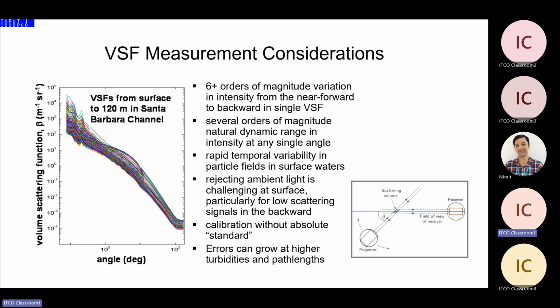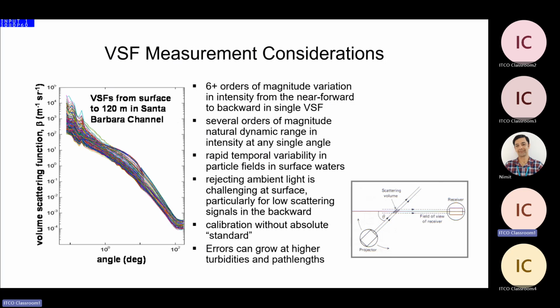So here on the left is a plot of some VSF measurements from Santa Barbara Channel. I'll go through the different measurement considerations and then talk about the plot a little bit more. Because you've got 6+ orders of magnitude in intensity from near forward to backward in a single VSF, it's a real challenge trying to measure that, especially with a single detector. There's also several orders of magnitude of dynamic range at any single angle. So if you go from coastal water to open ocean, you've got this VSF going over another several orders of magnitude. So you've got a huge dynamic range you need to try to resolve.